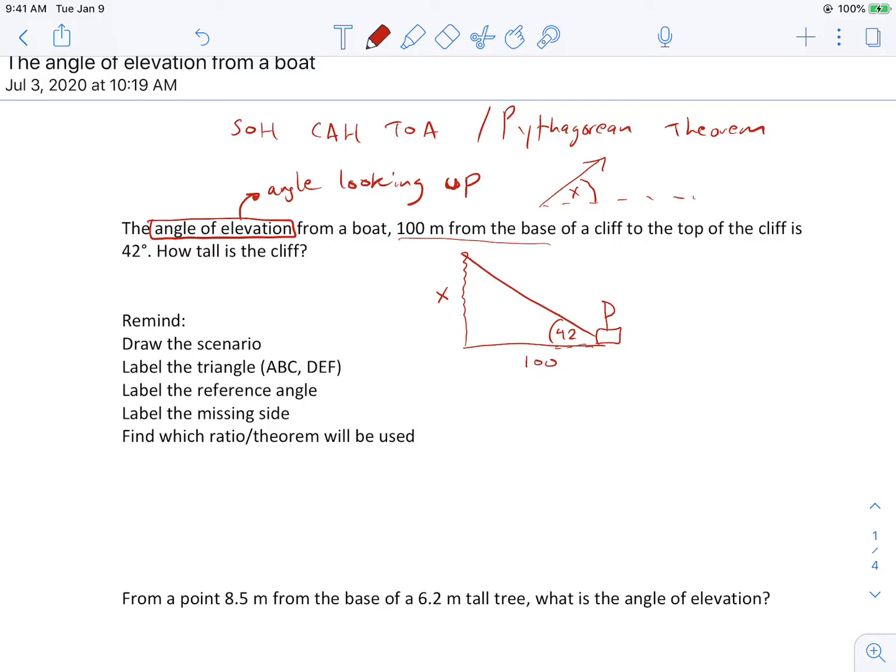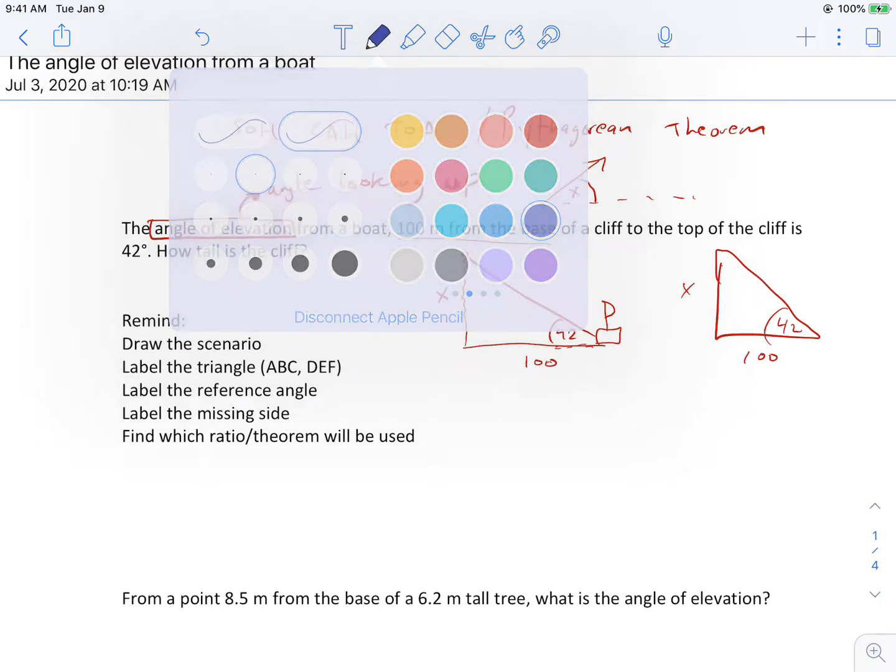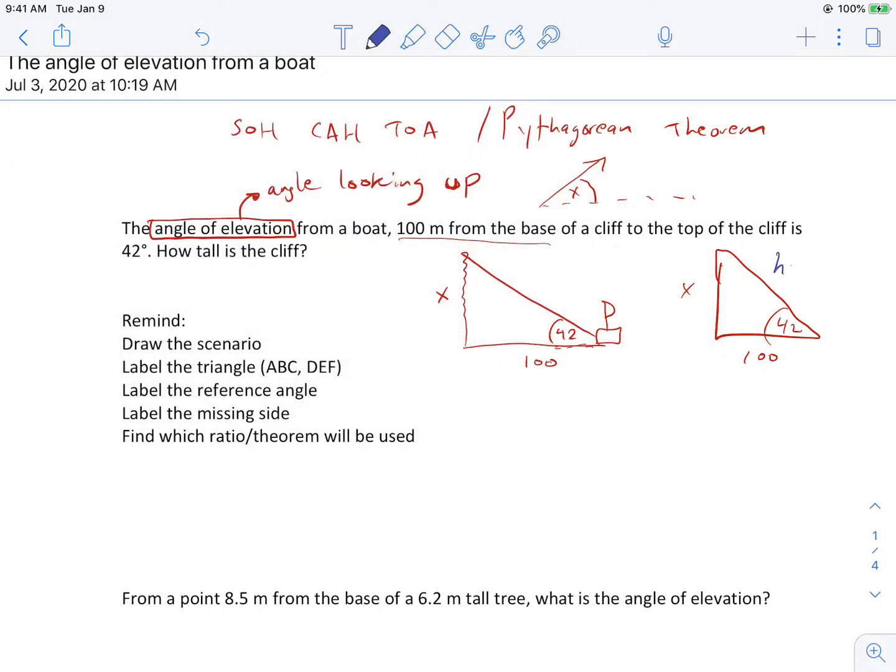Sweet. So this looks like a triangle we've seen many times. Some people like it with these little pictures in here. Some people would just prefer to redraw it as a triangle that we are used to. That would be x, 100, and 42. So we're going to try to solve for x here. Okay. Very first thing we want to do is we want to label all of these things. So here is my hypotenuse, here's my opposite, here's my adjacent.